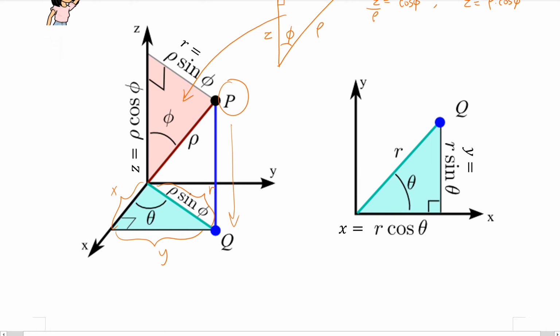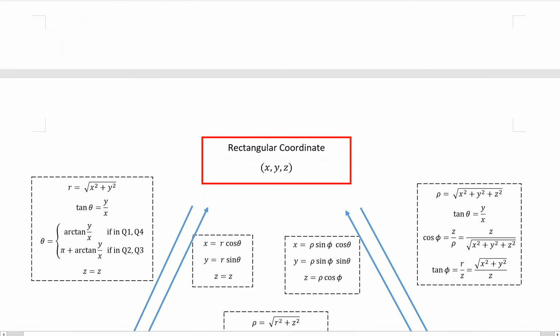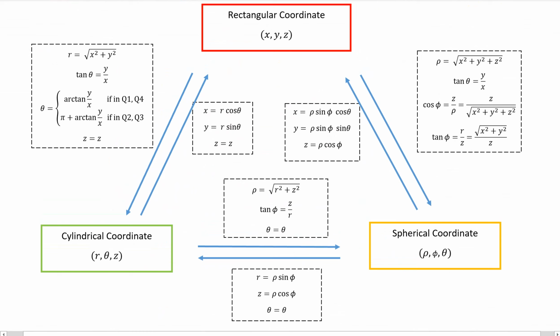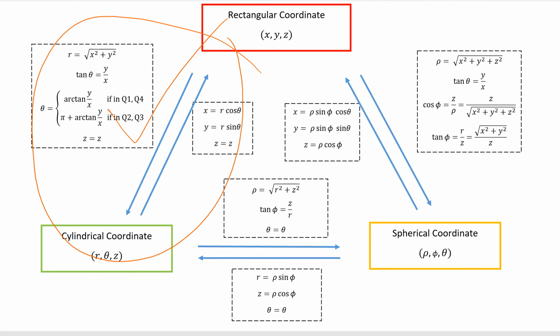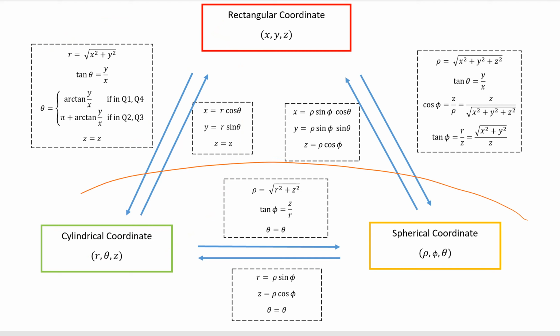Okay, now let's go down. What are the relationships between the rectangular coordinates, spherical coordinates, and the cylindrical coordinates? Last time we already talked about this, so today let's continue to look at the relations. First, let's look at the relation between spherical coordinates and cylindrical coordinates. If we're given cylindrical coordinates, how do we get spherical coordinates? Well, on the red triangle, rho is the hypotenuse, the drop-down angle is phi, and this is z, and this is r. So rho equals the square root of r squared plus z squared.